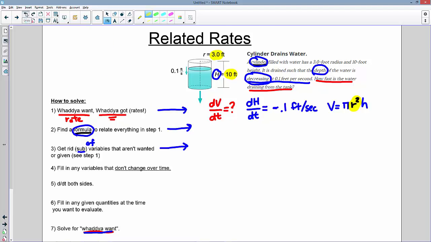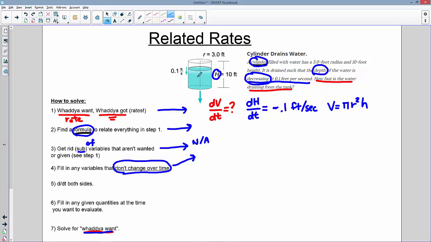This is really only for variables that aren't going to disappear in step 4. So let's talk about variables that disappear in step 4. So there's no way to sub out this r. However, step 4 is also about subbing out variables, okay? There was nothing we could do about it. And step 4 is fill in any variables that don't change over time. So something whose rate would be 0. And that's what we have.